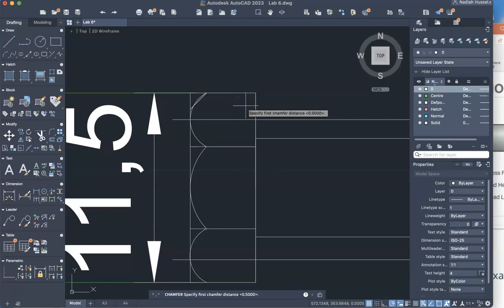Going to specify 0.6. Yeah, what was I thinking? It should be 0.8. Should be bigger. Okay, chamfer, what was it? Distance 0.8. Let's try that and see if that is much better.